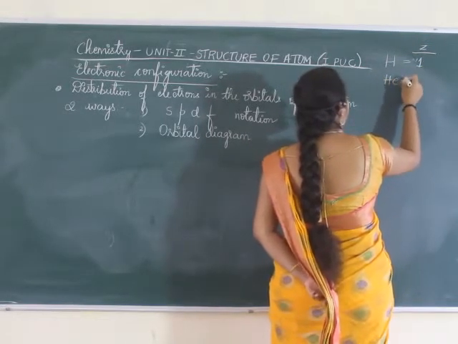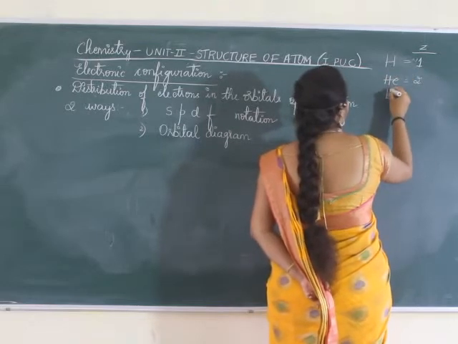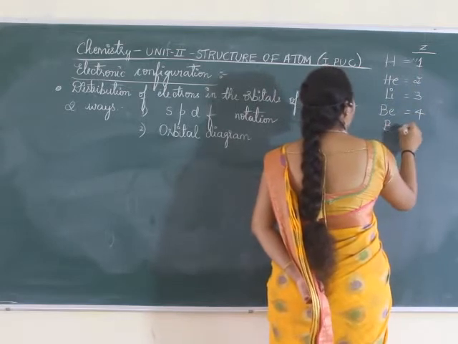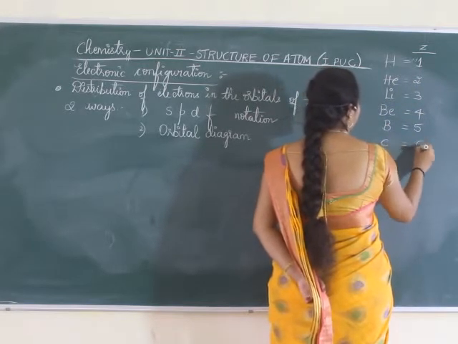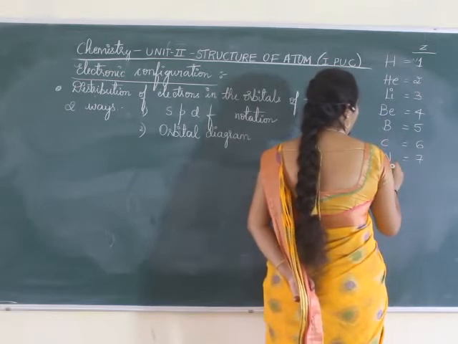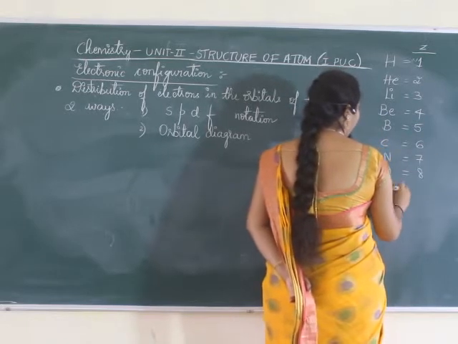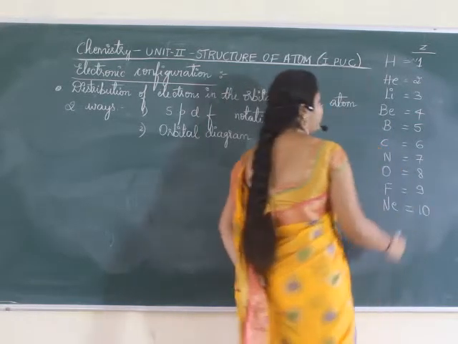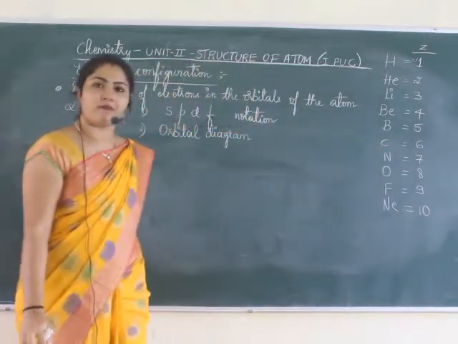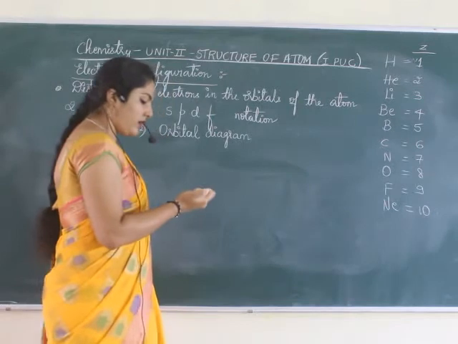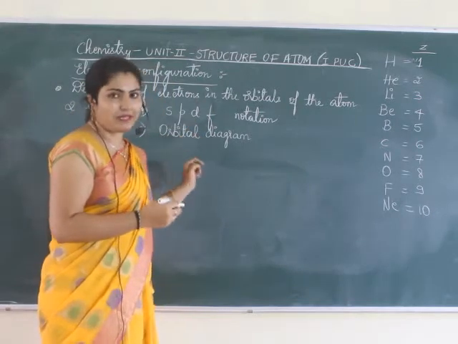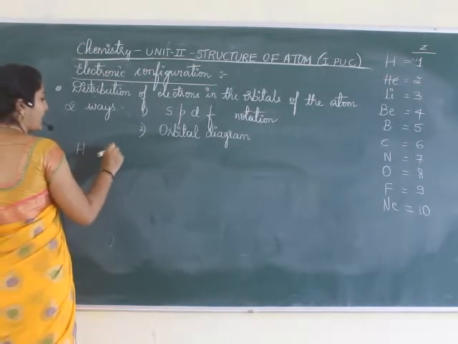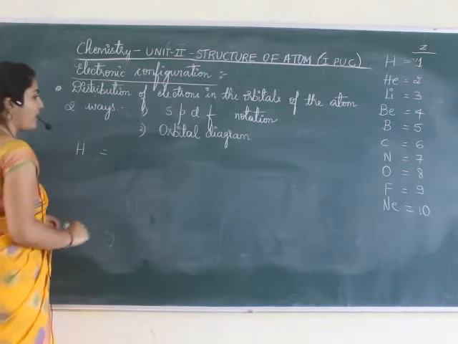Then comes helium 2. Then lithium 3. Beryllium 4. Boron 5. Carbon, nitrogen, oxygen, fluorine, then neon. For these, we will be writing the electronic configuration. It is easy. We will try to write in SPDF notation as well as orbital diagram. First, let me start with hydrogen. How do you write the electronic configuration for hydrogen?